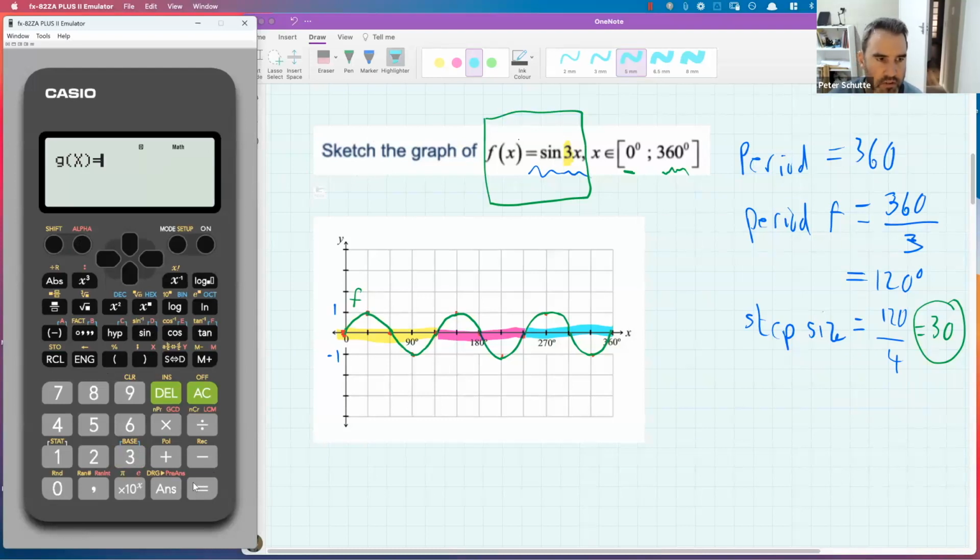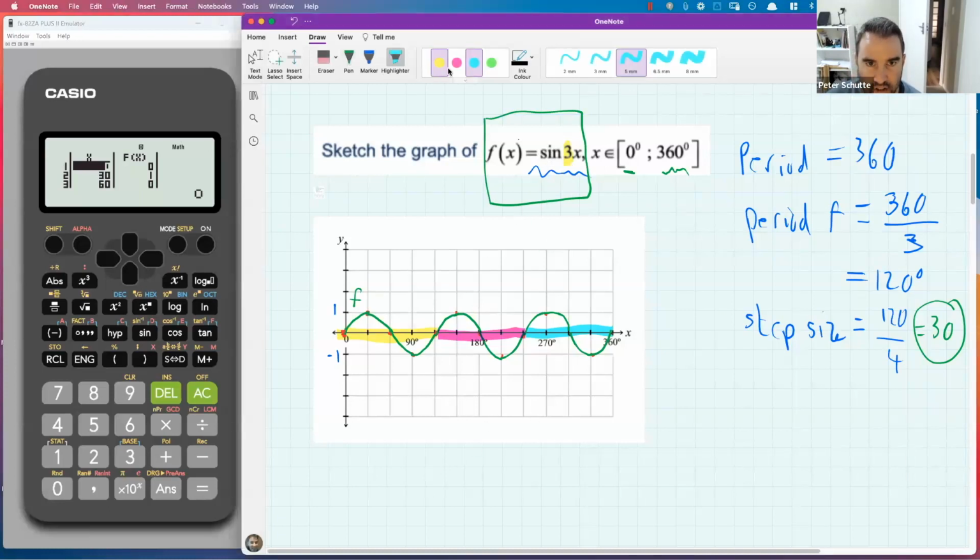Then I go equals. I go equals again because there is no second function. And now I'm going to start. And the start is 0. And the end is 360. And the step size is 30. And now I go equals. And that's where I got my red dots from, which give me basically my sine graph where the period is changed to be quicker.